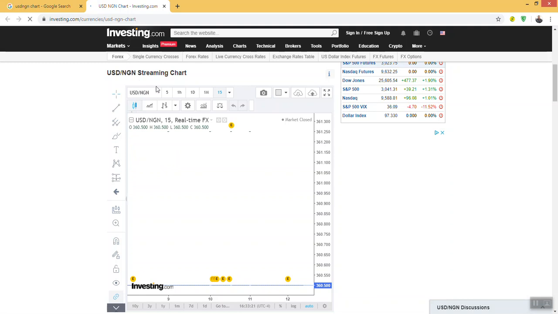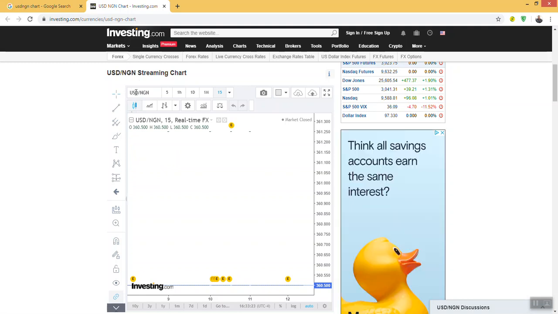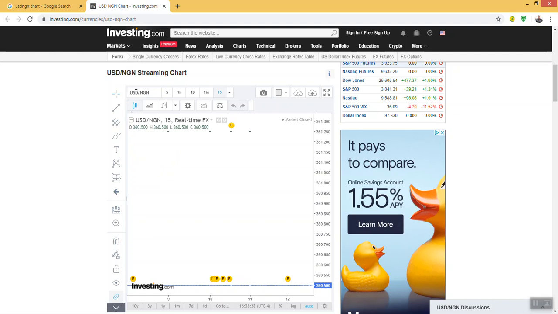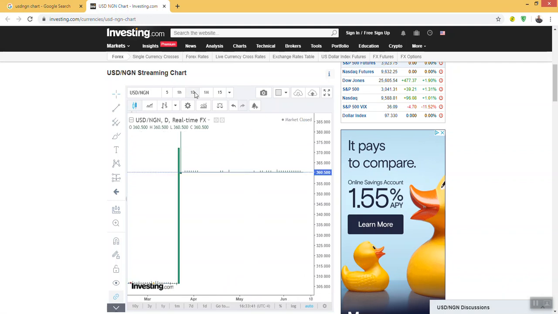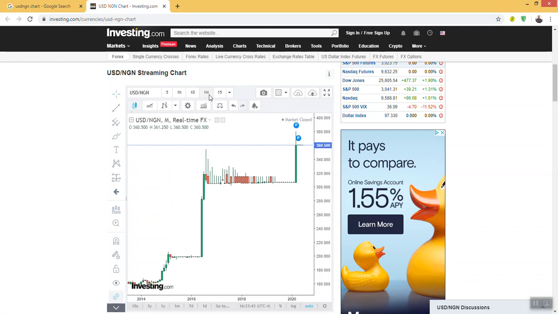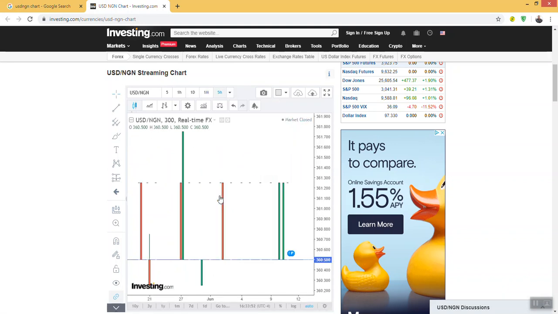Okay, now this is the chart, just like we have in the Forex chart. This is what happens in the market every 5 minutes. This is what happens in the market every 1 hour. This is what happens in the market every day. This is what happens in the market every month. And this is 15 minutes. You can see all the time intervals here. Okay, so let me use a 5-hour interval.